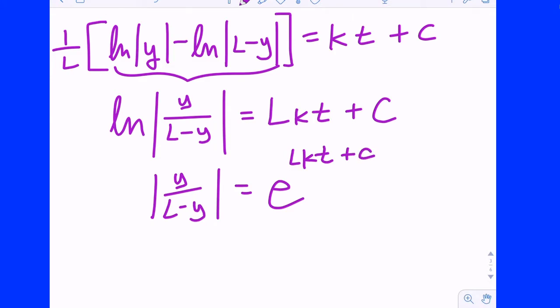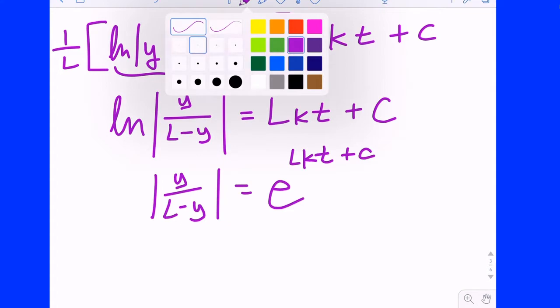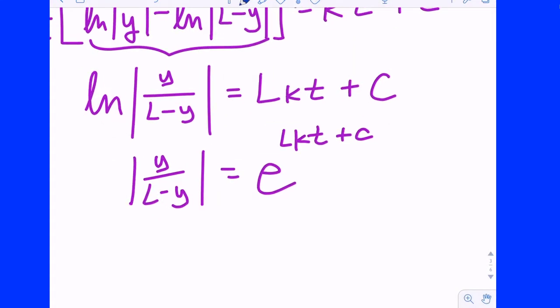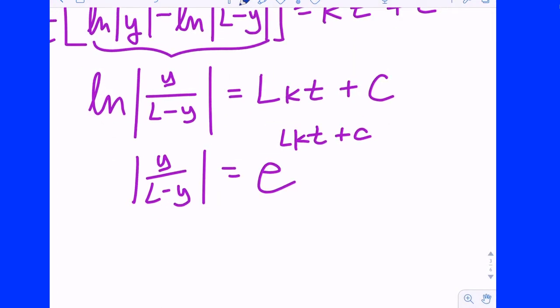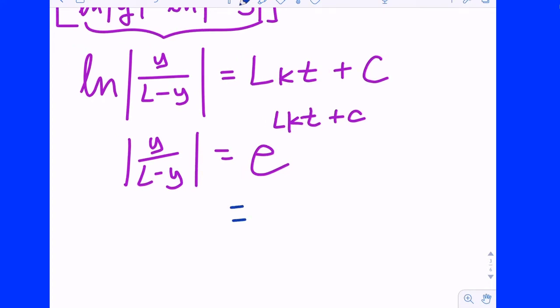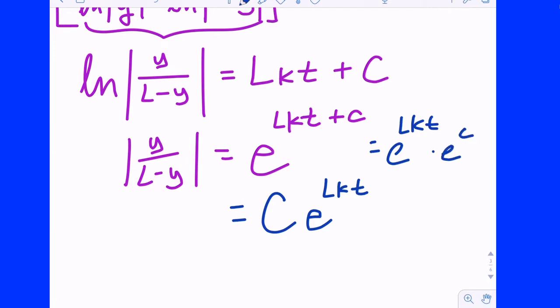Well, we know what to do next. We've seen this enough, right? We can call E to the LKT plus C, E to the LKT times E to the C. And E to the C becomes new and improved C, the factor, not the term in the exponent. New and improved C. You all okay with that step? If you want to throw it here, that's E to the LKT times the E to the C. And, of course, E to the C is new and improved C.